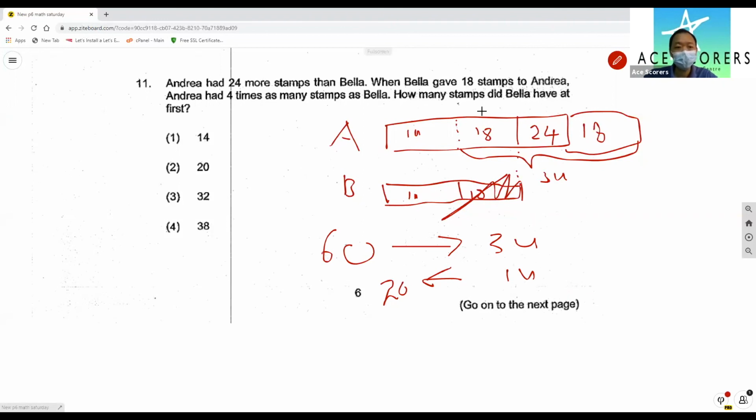How many stamps did Bella have at first? So Bella is 1U plus 18. This is 20 plus 18. That will give us a grand total of 38.